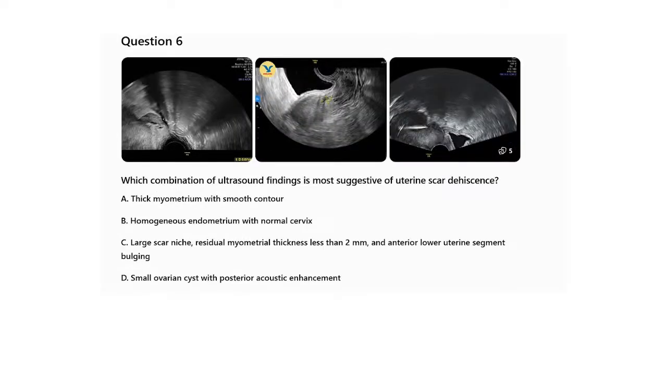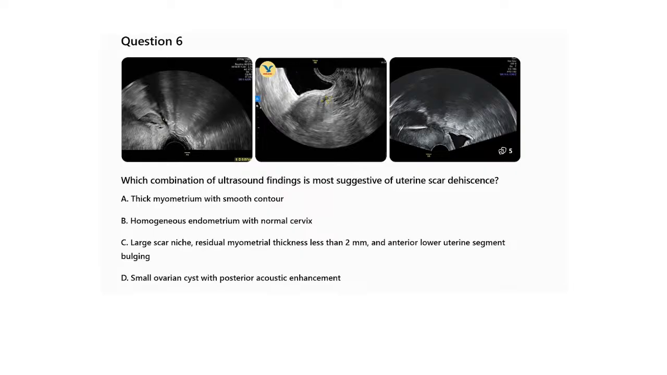Question number 6. Which combination of ultrasound findings is most suggestive for uterine scar dehiscence? Thick myometrium with a smooth contour, homogeneous endometrium with a normal cervix, large scar niche, residual myometrium thickness less than 2 mm and anterior lower uterine segment bulging. D. Small ovarian cyst with posterior acoustic enhancement.